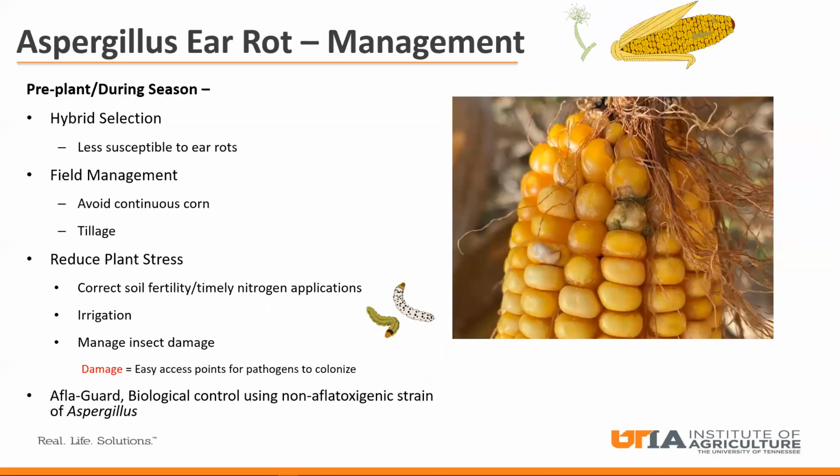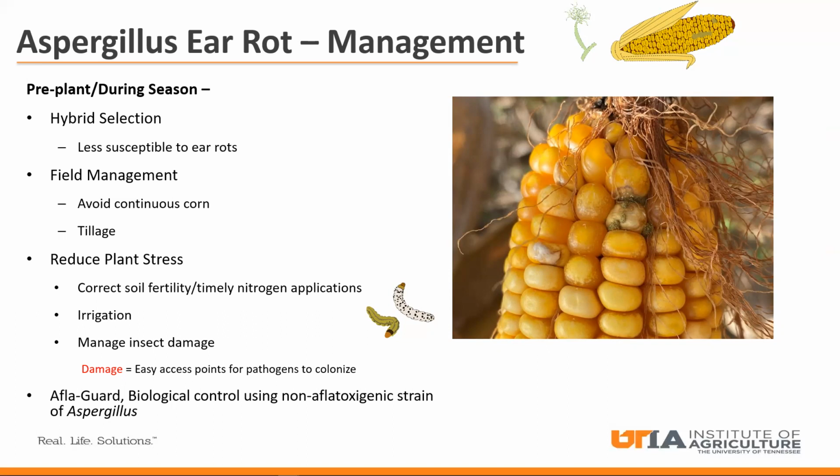The best management for ear rots really starts prior to planting, because little can be done to protect ears after infection and prior to post-harvest strategies. Things that you can do if you've had aflatoxin last year or plan on planting corn again this year is to start with your hybrid selection. Currently, there are no commercial hybrids that are resistant to Aspergillus infection. There are some hybrids available that have tolerance to ear rots.